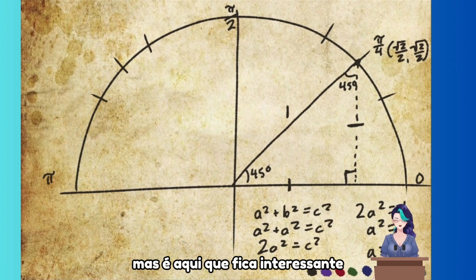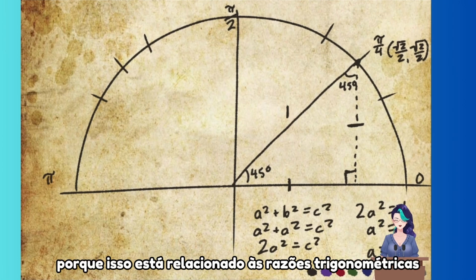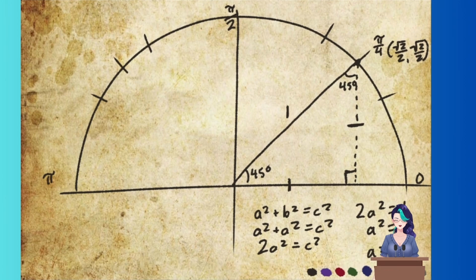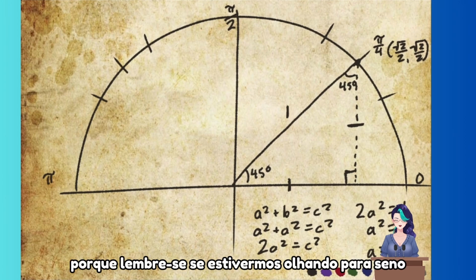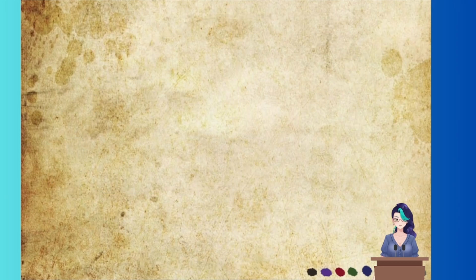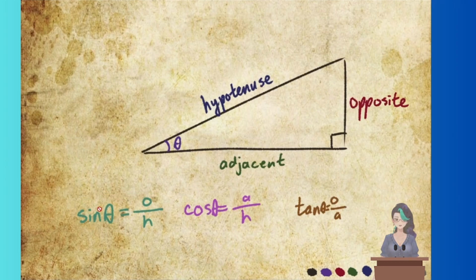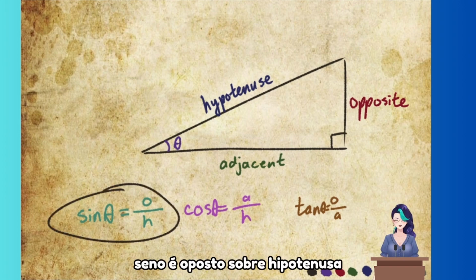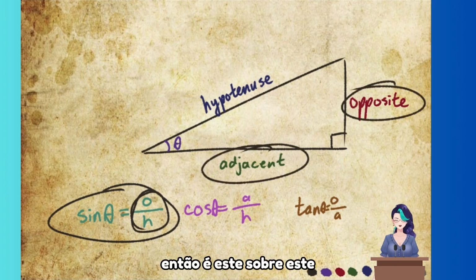But this is where it gets interesting because this ties back into the trigonometric ratios we were looking at before. Because remember, if we go back to the sine slide here, sine is this one. Sine is opposite over hypotenuse. So it's this one over this one.